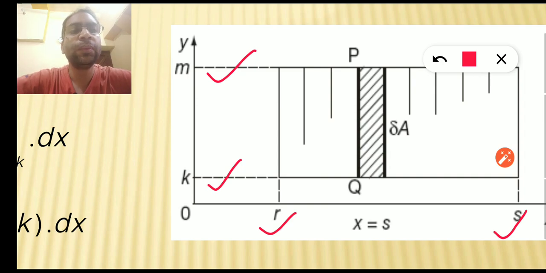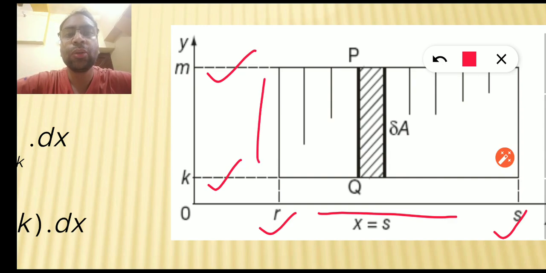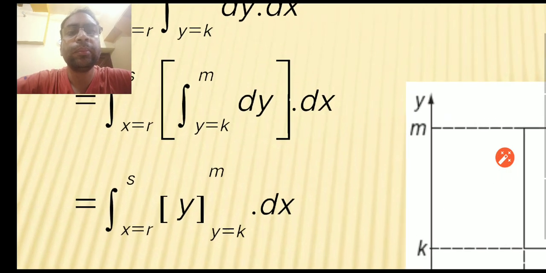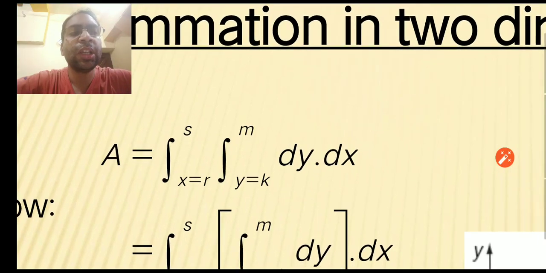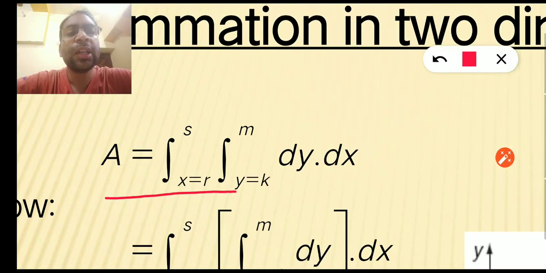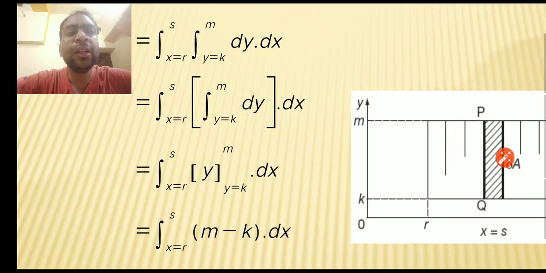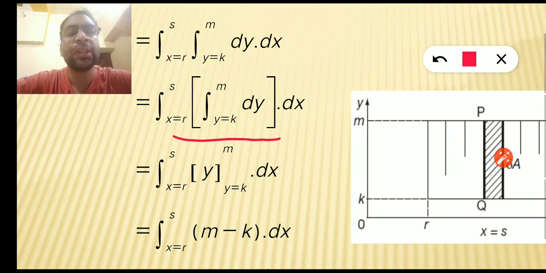So obviously the area of this can be calculated by summing up the values of del x from r to s and the values of del y from k to m, and can be represented by the integral form. So the area will be written with this integral form. Now let us obtain the solution of this integration. The inner integral will be solved. In the case of the double integral, we first solve the inner integral. So we will solve first the y part, which is the dy part.